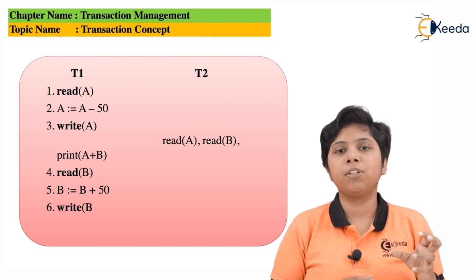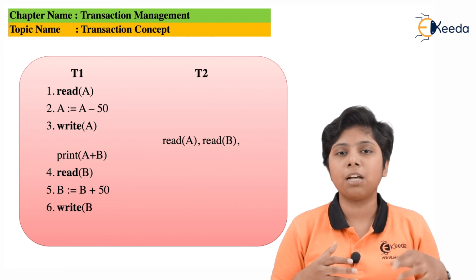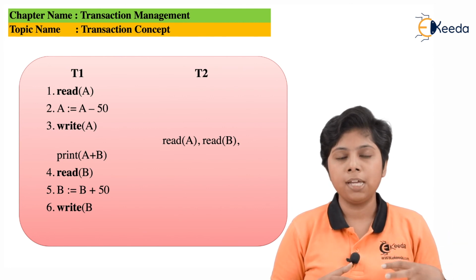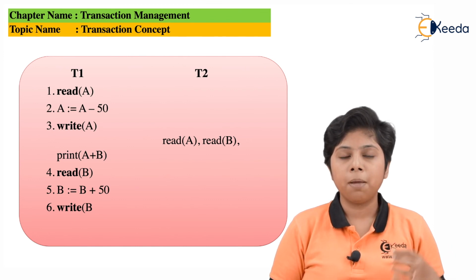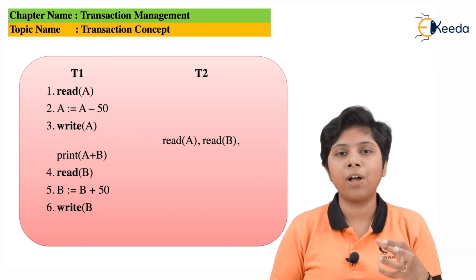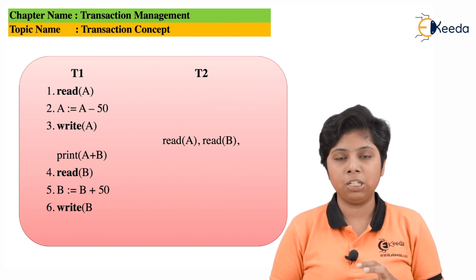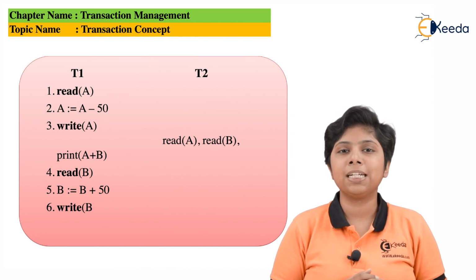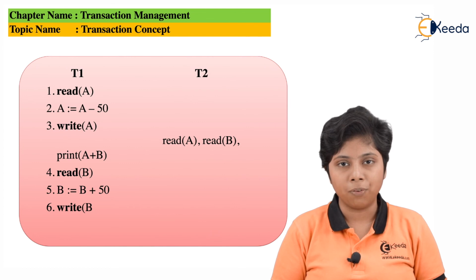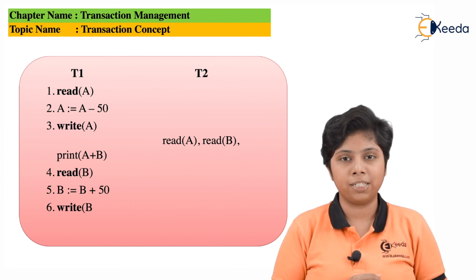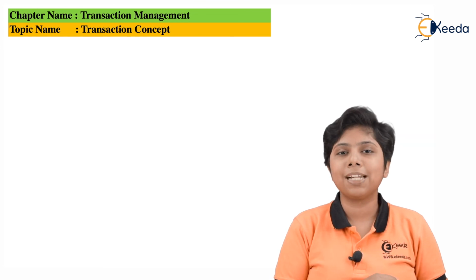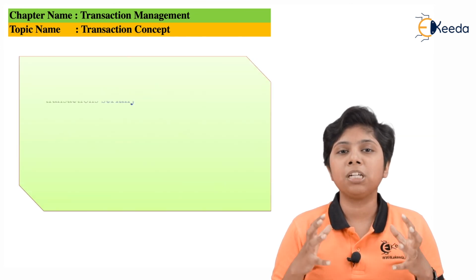Because if the display A plus B runs somewhere between read B and read A, it will give an erroneous result. Maybe B is read as the old value and A is read as the new value, so it will give us an inconsistent result. But concurrent execution sometimes becomes necessary and important, so we need some recovery technique to perform concurrent executions. We will discuss that later, but today we are discussing isolation.